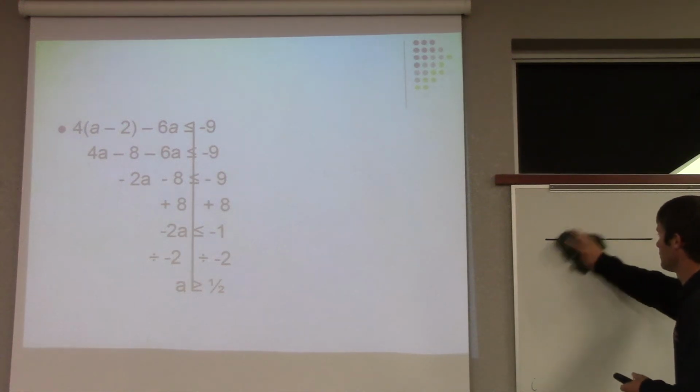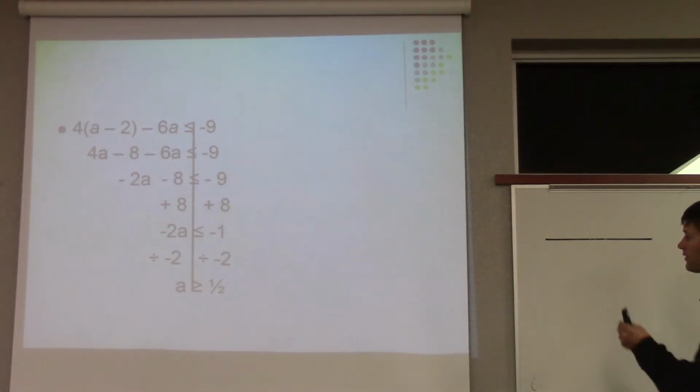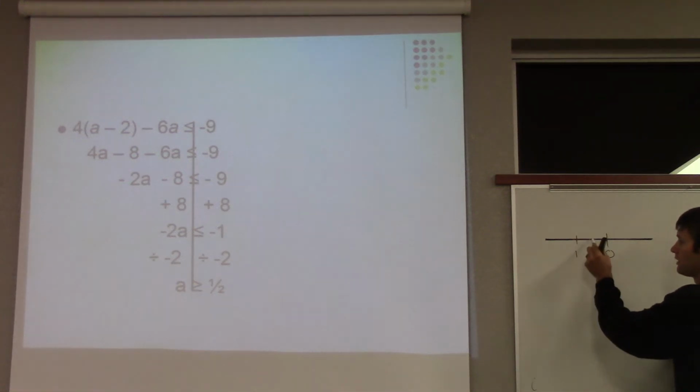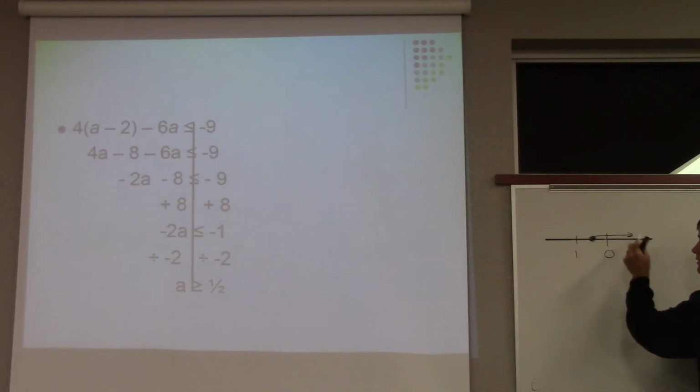Once again, we go to graph. Greater than or equal to, so it's a solid dot. There's 0, there's 1, 1/2. Greater than this, so we shade to the right.